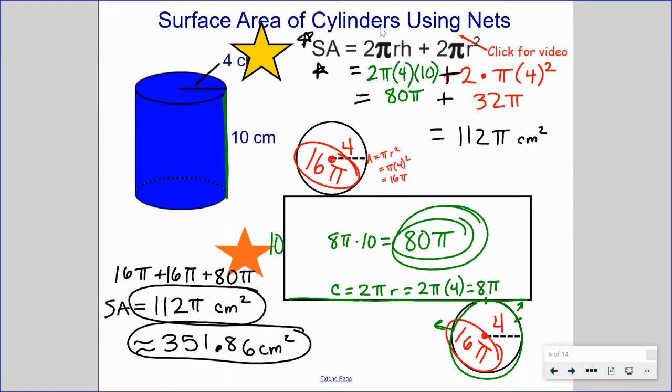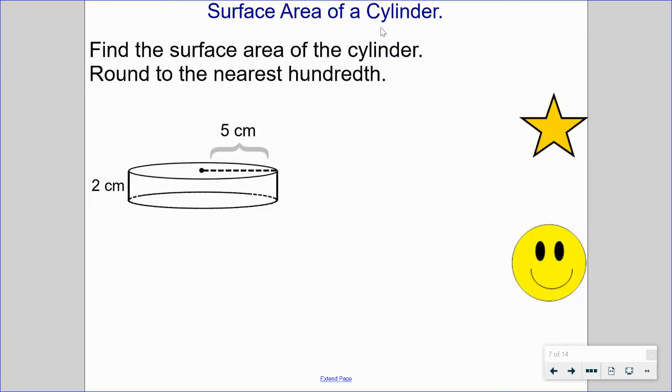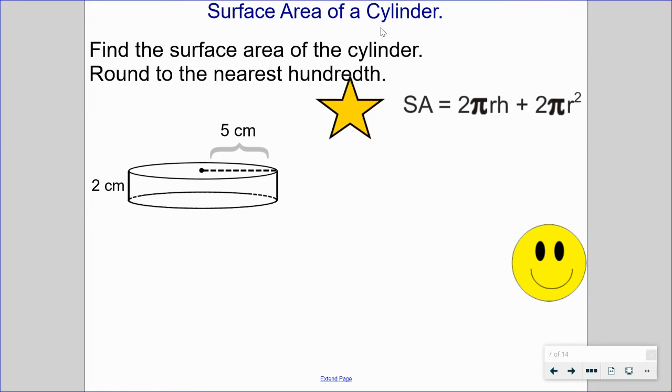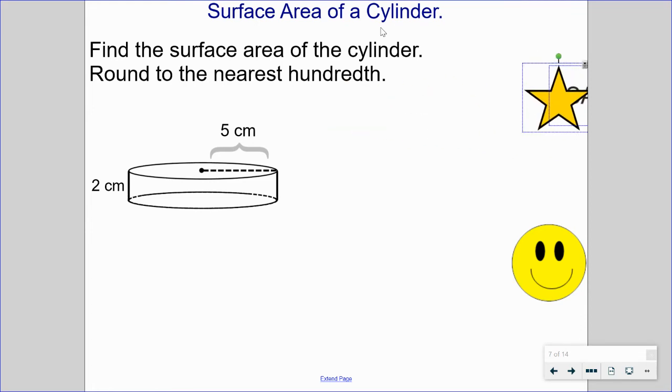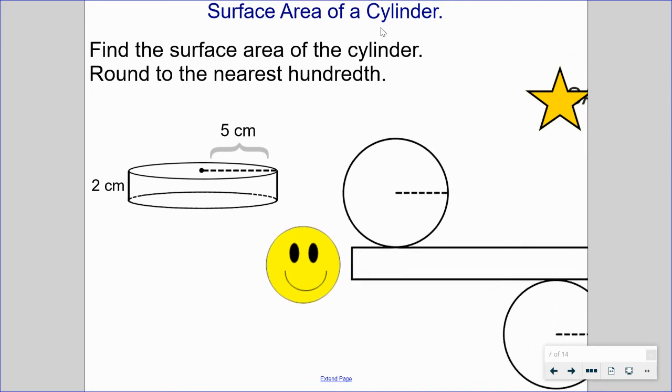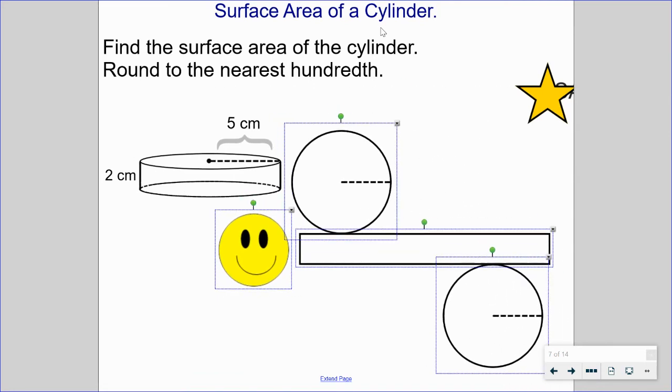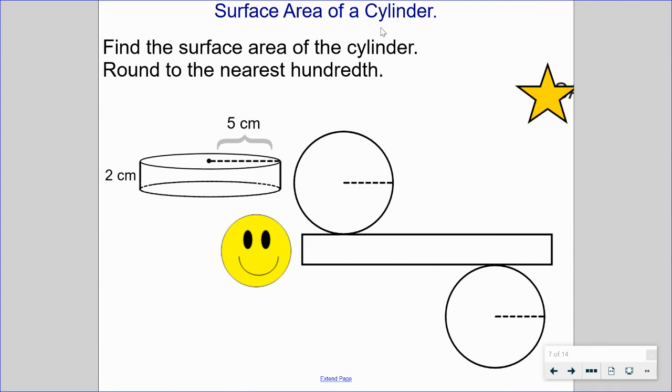Let's do one more, please. Pause if you want, rewind if you need. Let's do one more, and then we'll get into homework. So, yes, we could pull out our formula, but let's make sure we understand where that formula comes from first with a lovely, good old net right here. All right, looks to be a measurement of 5 along each and every circle, and then that seems to be a height of 2. So let's go ahead and write that 2 in.